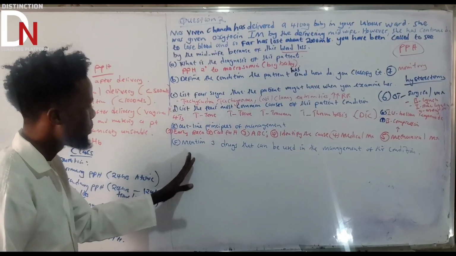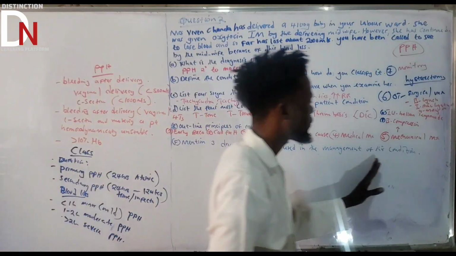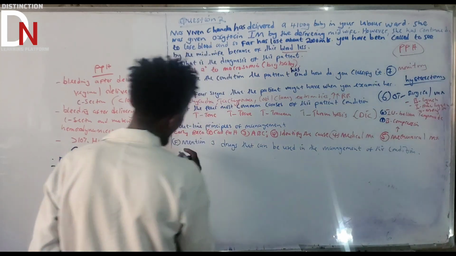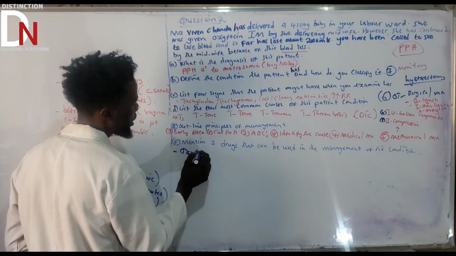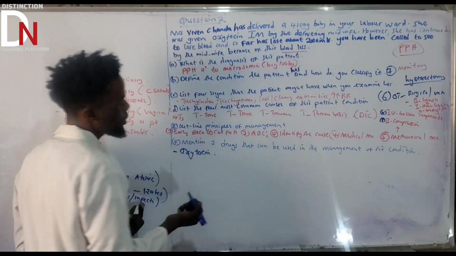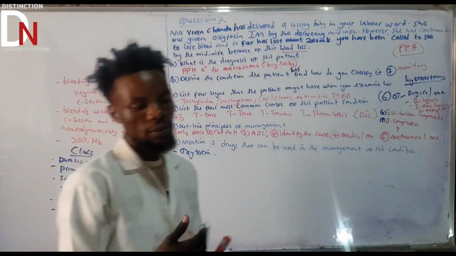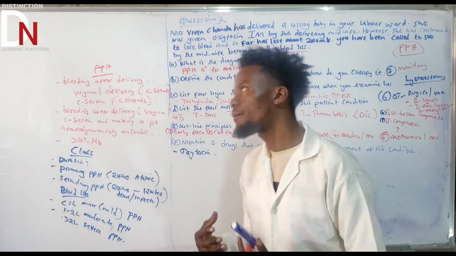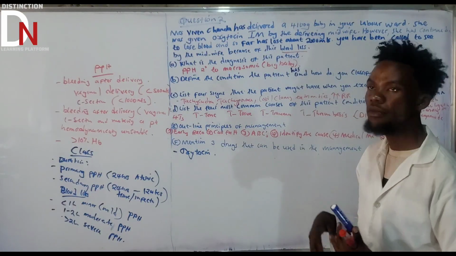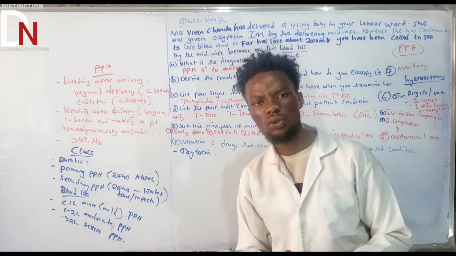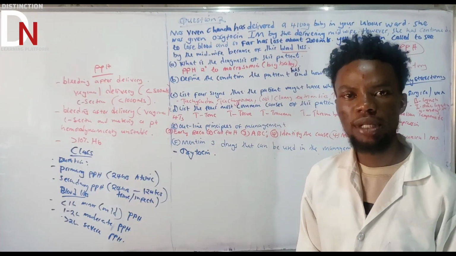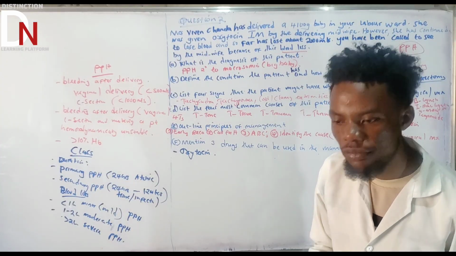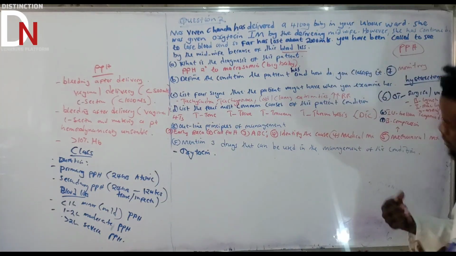Okay, then let's go to this one. Mention 3 drugs that can be used in the management of this condition. The first drug you can give is oxytocin. We talk about the dosage for a patient having PPH, like 10 international units of oxytocin. If bleeding persists, you can give them 40 international units in 500 mils of normal saline. We'll talk about that.